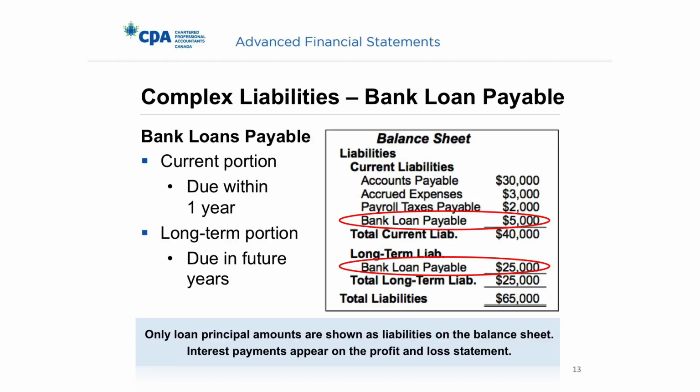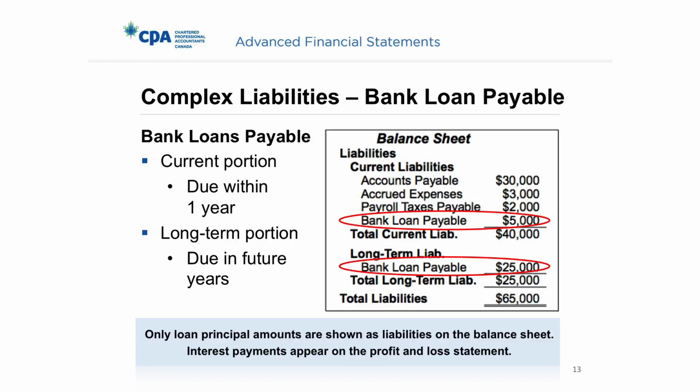Your current liabilities, the reason why they sit there is that's the amount of principal due within the next year, and the long term is what's due after that. So if I have a $30,000 loan, but I owe principal payments of $5,000, that $5,000 shows up in my current liabilities. And the remainder, the $25,000, shows up as long term.